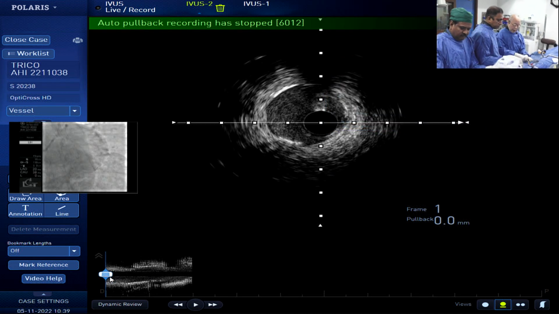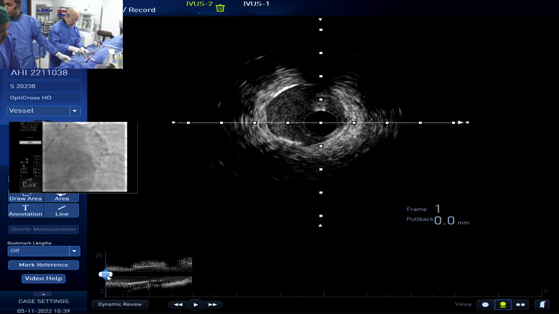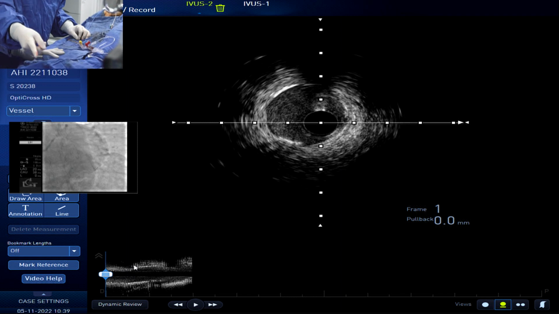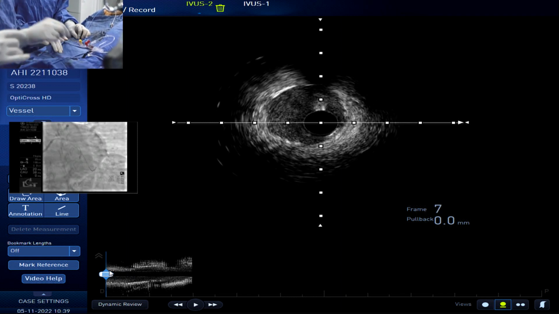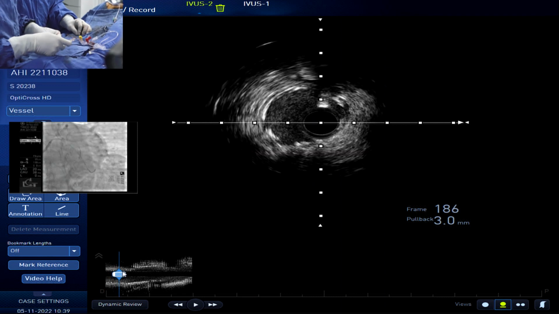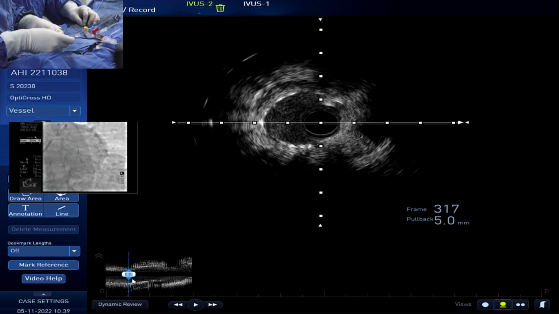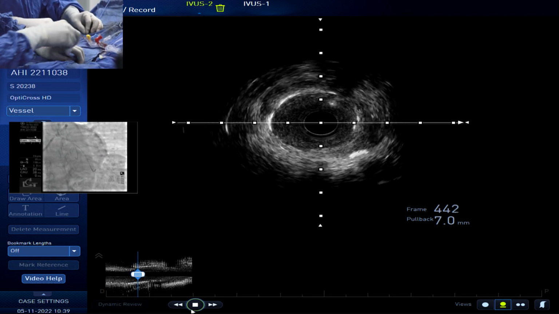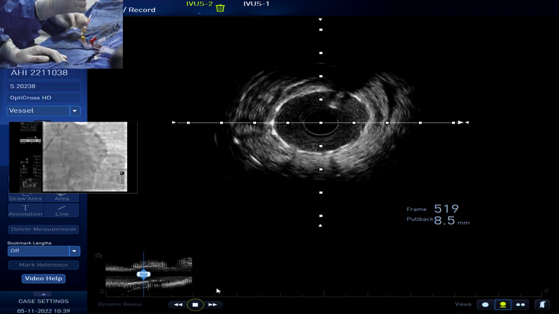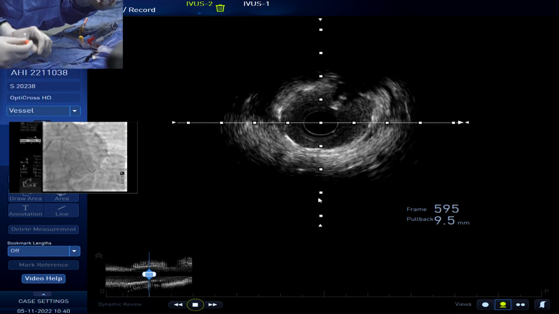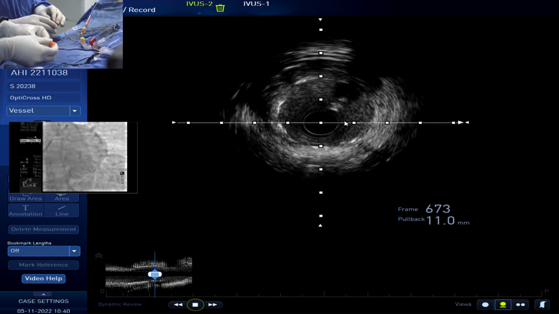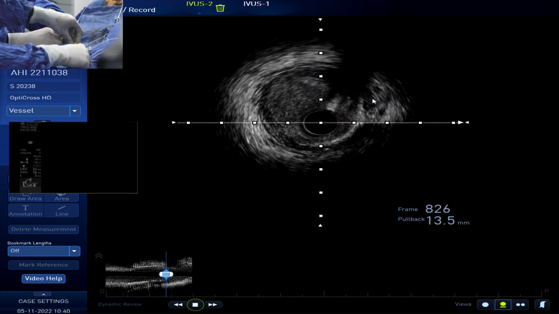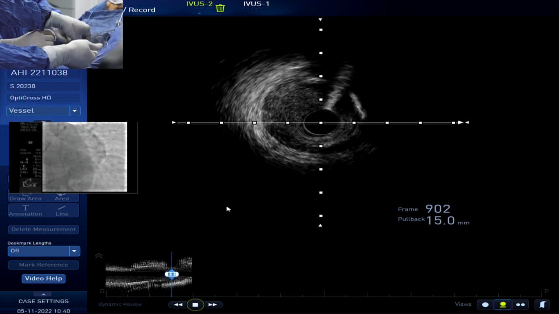So how do you think? Okay, try to review, right? Here might be the distal edge of the IVUS, the CX, right? And here is a stent, right? And the torque. Expansion is very good. Here we have one, yes. And here is the proximal landing zone, right?